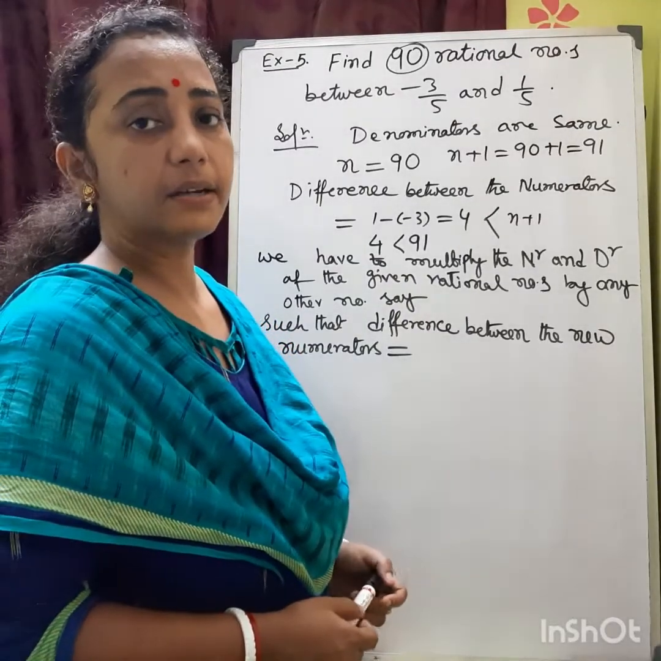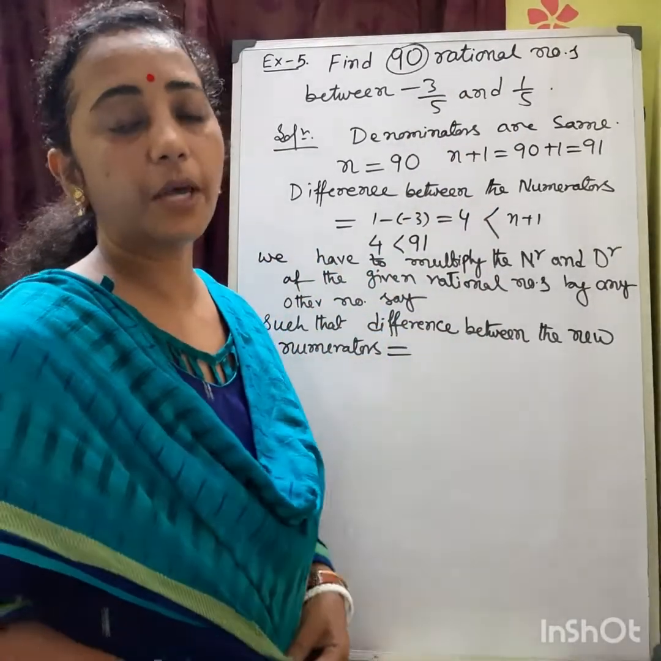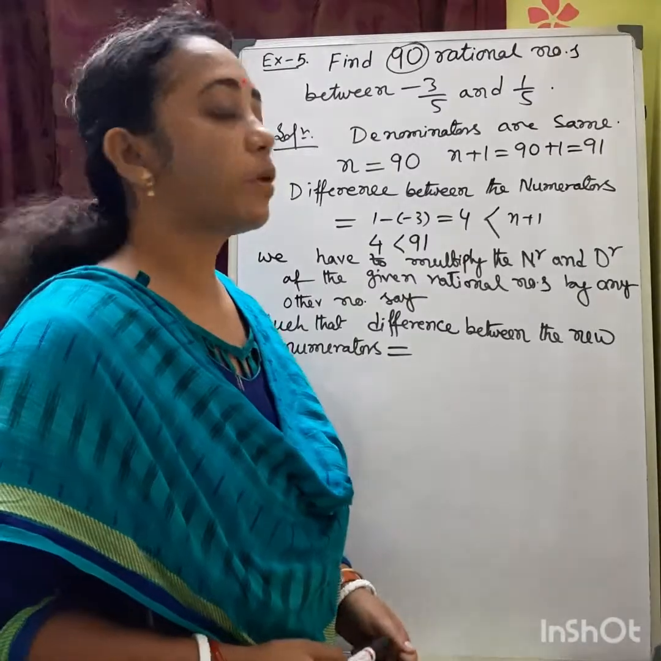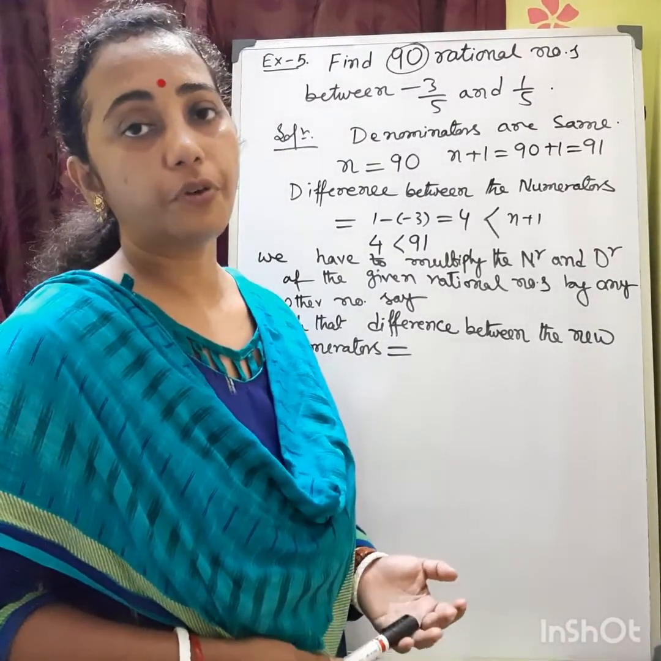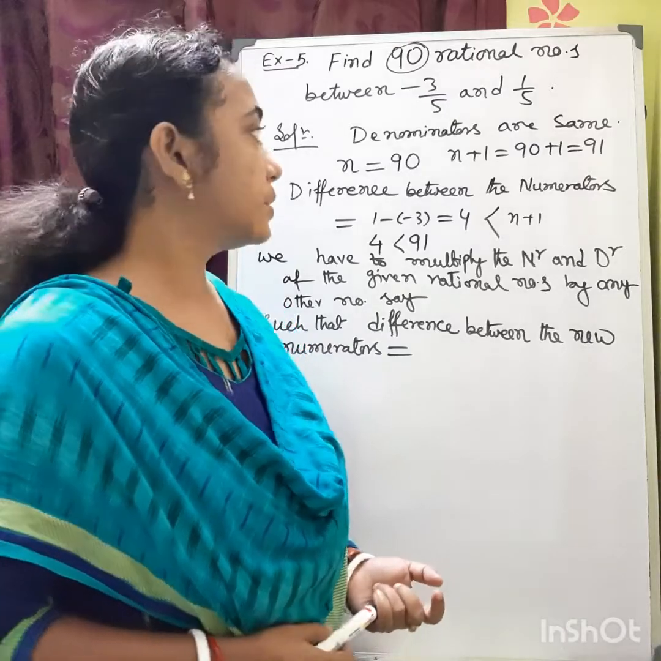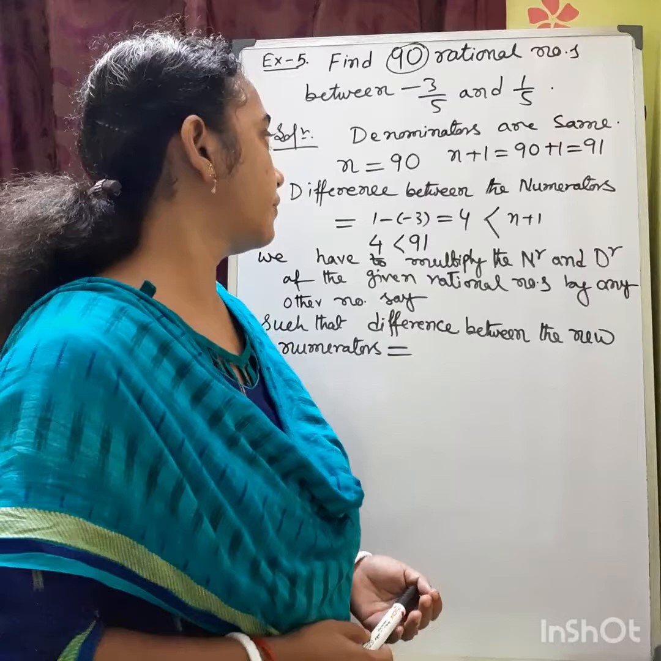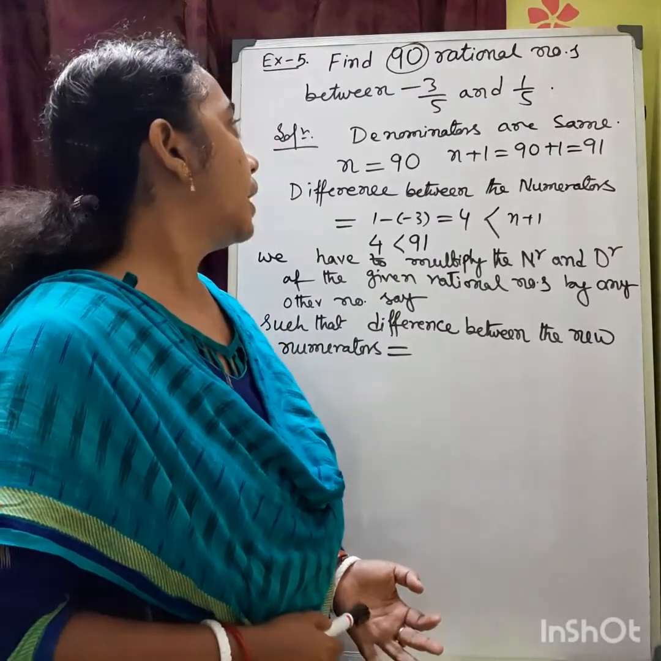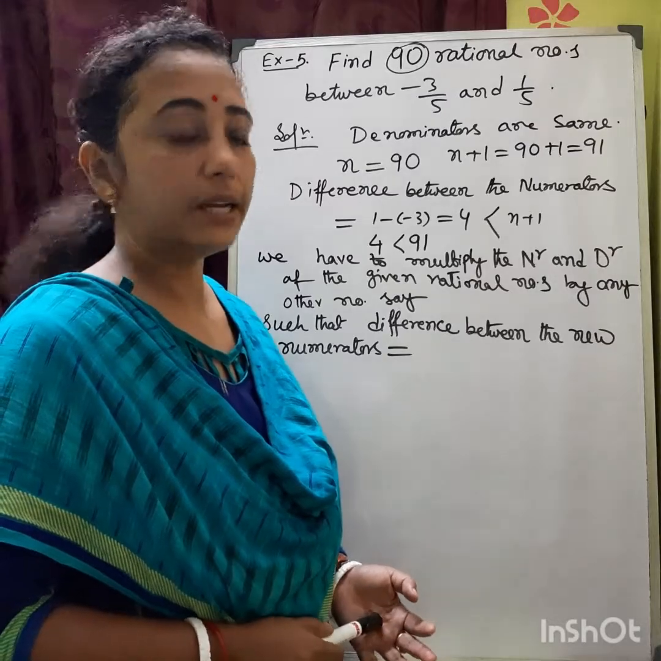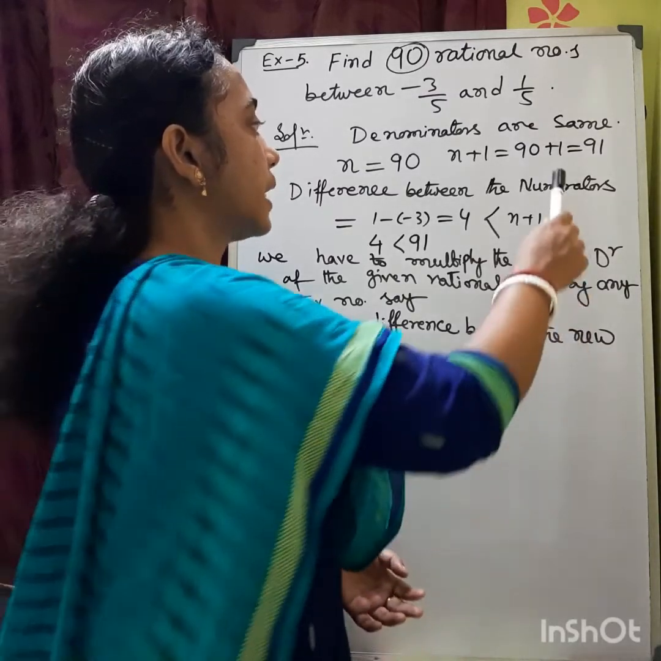Now let us consider another question, that find 90 rational numbers between minus 3 by 5 and 1 by 5. In this question, it is the same question, but difference is that we have to find out 90 rational numbers between the same rational numbers, that is minus 3 by 5 and 1 by 5. So here both the denominators are same, that is 5. So here we have to find out 90 rational numbers. So n is equal to 90. So n plus 1 becomes 91.